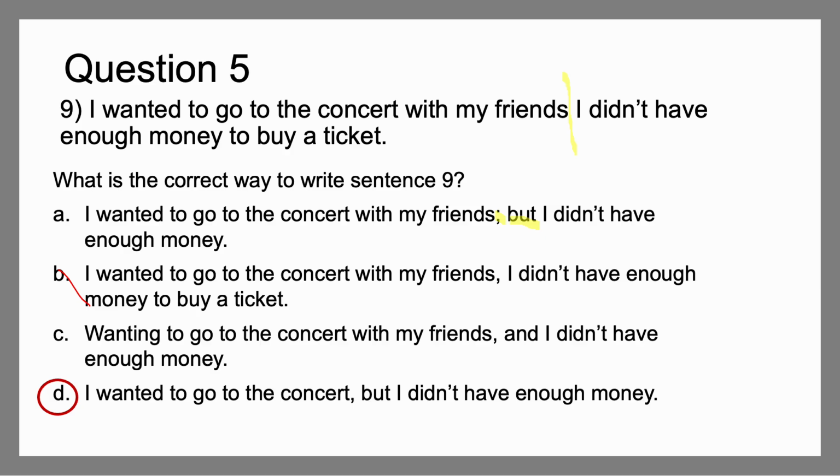And then looking at C, wanting to go to the concert with my friends, and I didn't have enough money. Wanting, I'm starting this with a verb. Oops, I didn't mean to do that in red. But this is an incomplete sentence, right? Wanting to go to the concert with friends, comma, I didn't have enough money. That might be a little more correct, at least grammatically. But I have a comma conjunction here, right? And when I have a comma conjunction, I need to have two complete sentences on either side. I didn't have enough money is complete, but wanting to go to the concert, that is a dependent clause, and it needs just a comma for that. So D is my correct answer.